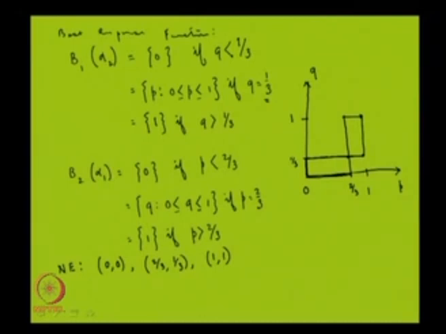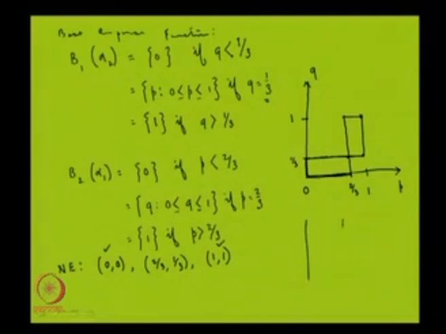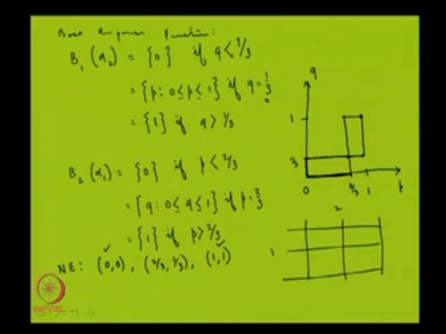Now, this one and this one are basically pure strategy Nash equilibria. If you remember, in pure strategy Nash equilibrium, the probability distribution degenerates to a case where a particular action takes the value 1. So, in this case, that is what is happening. If you recall the game, these two Nash equilibria can be seen directly without taking recourse to mixed strategy and best response functions.